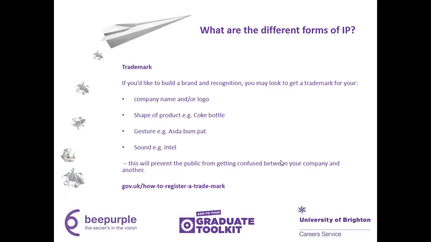Next up is a trademark. Trademark is all about building up and protecting a brand and a recognition. So what sort of things can you trademark? You might be able to do things like your company name and or logo. You can protect the shape of a product. So the shape of a Coke bottle, that's actually a registered trademark. It could be a gesture. So in the Asda adverts where the lady pats her bum at the end, that's a trademark. And a sound. So the do-do-do-do by Intel, that's a trademark. That's protected. So essentially what you're really trying to do is stop the public getting confused between your brand and another that's offering a form of protection. Read more at the link at the bottom.